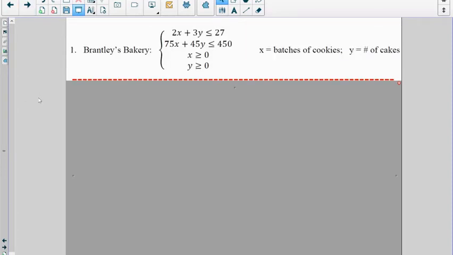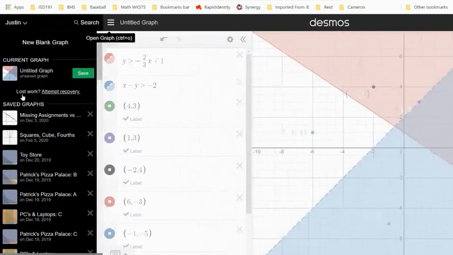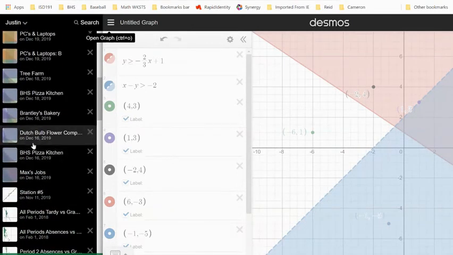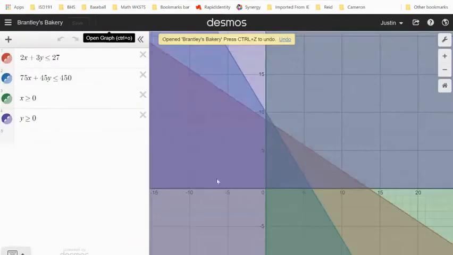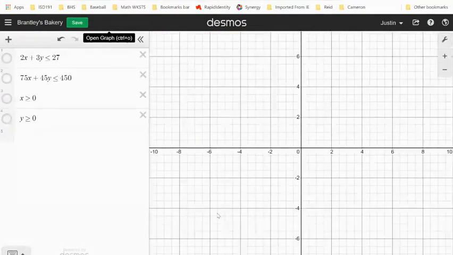All right, then I do want to touch base on the 4 examples that you looked at in the day 1 homework. So problem number 1 was Brantley's Bakery, where he was making batches of cookies and number of cakes based on the amount of flour and time that he had. And if we were to actually graph this system of inequalities that we wrote earlier this week, let's take a look at what that would look like so that we could see what the solutions look like. So let's go through this one at a time. So here's just our standard graph.